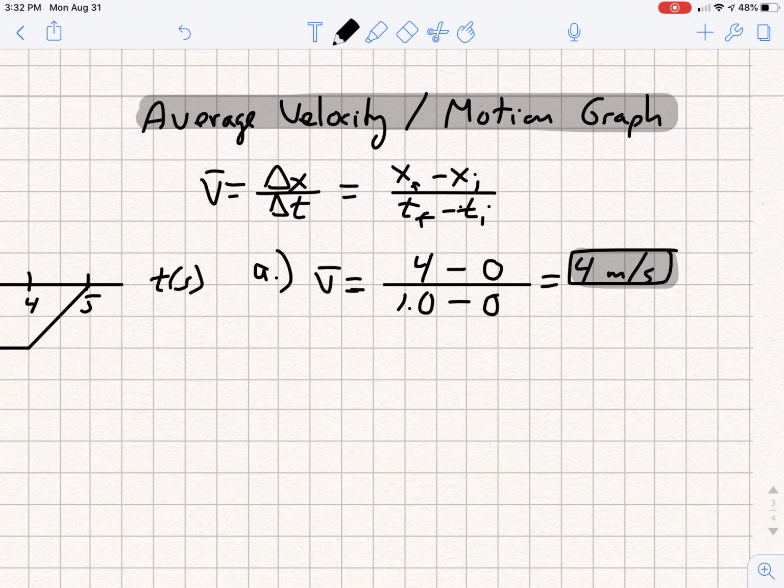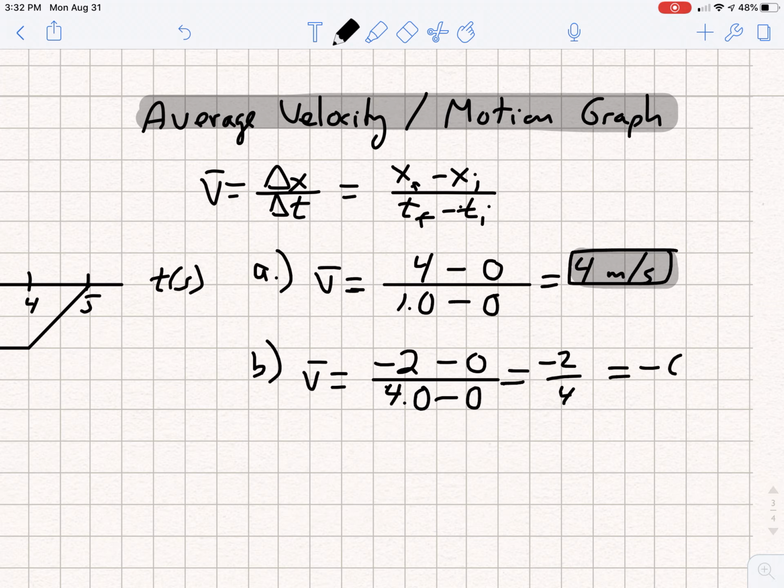Part B, similarly, we're going from 0 to 4 seconds. So our time interval would be 4 seconds minus 0. At 4 seconds, we have a position of negative 2 meters. At 0 seconds, we have a position of 0. So we get negative 2 over 4, or negative a half a meter per second.